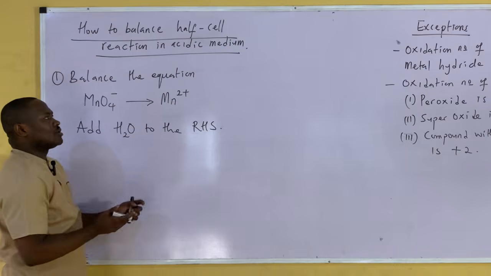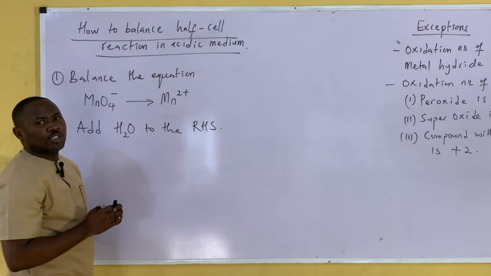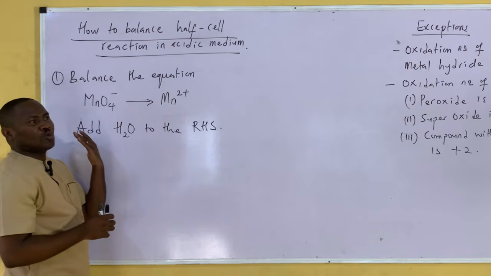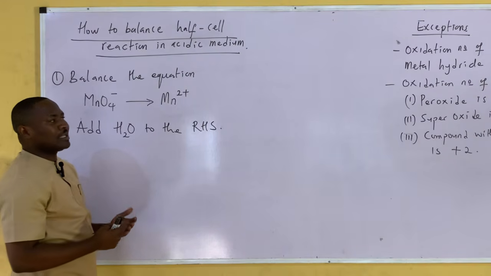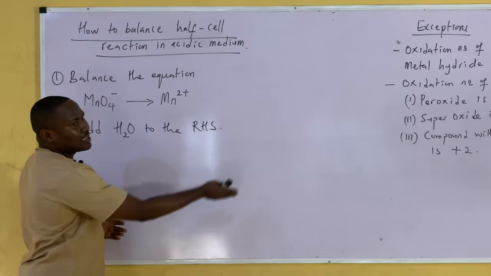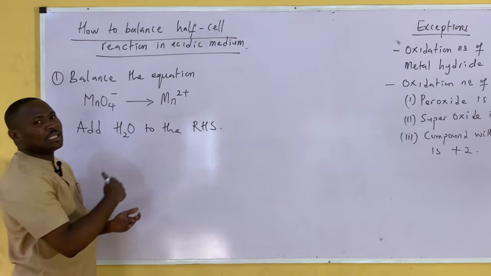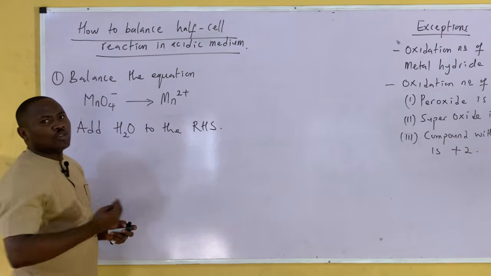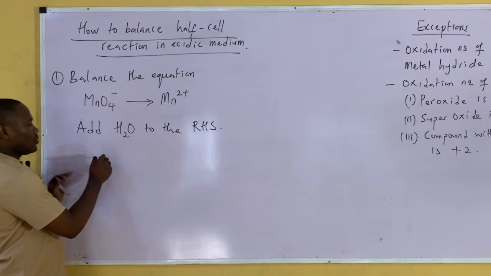Now, if it was this side where I have a deficit of oxygen, I would always add water to my left hand side. So it's not compulsory that I will always add water to my right hand side. Where I always add water is the side with a lesser amount of oxygen. So I can only bring in oxygen by adding water.